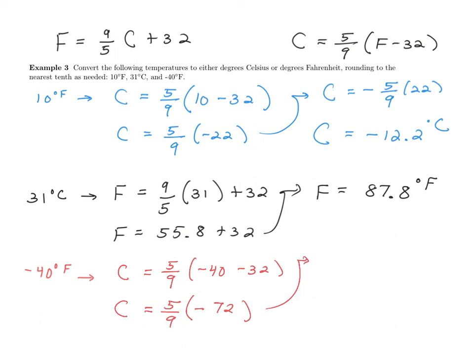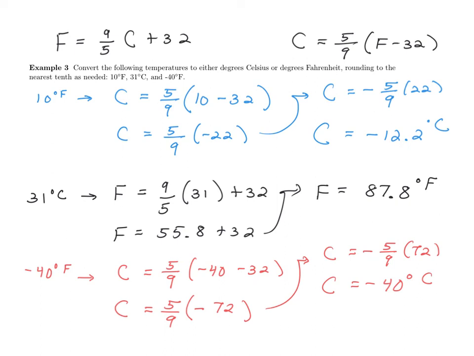And since one of the numbers is negative and we're multiplying, the entire answer is going to be negative. So C is going to be equal to negative 5/9 times 72. Now, what is 5/9 times 72? 9 goes into 72 8 times. 8 times 5 is 40. And so that's equal to negative 40, and that is degrees Celsius. So there we go. If you have negative 40 degrees Fahrenheit, that is equal to negative 40 degrees Celsius.